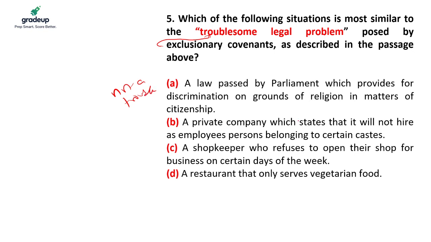Second one, a private company which states that it will not hire as employees persons belonging to certain castes. If this happens, then this is a troublesome legal problem because the Constitution does not allow discrimination for jobs, etc. But this company is doing it according to its private contracts. So there is the private contract and the public good, and it falls in between. So if that happens, it's a troublesome legal problem. So B is the answer.